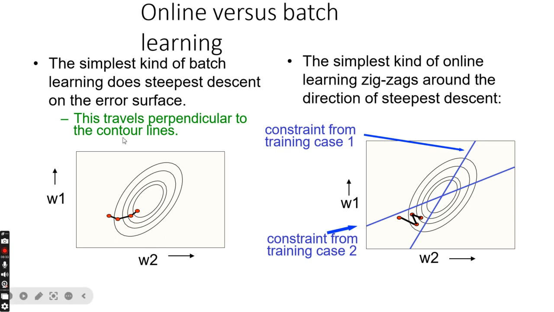So this is for a linear neuron with only one case. Then you can plot the error and connect the line. You can easily understand it is traveling perpendicular to the contour lines. It is a simple batch learning. But here you have two different training cases. Then while we are plotting the error surface, it looks like a zigzag around the direction of steepest descent. One is perpendicular to training case one, and another one is perpendicular to training case two.